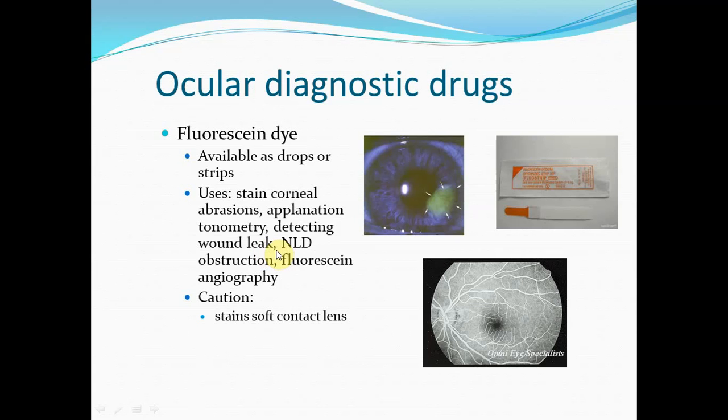It's also used to identify any nasolacrimal duct obstruction. It's also used in fluorescein angiography. This is a picture showing a fundus fluorescein angiography. After the fluorescein dye has been injected, it spreads in the retinal circulation, and it is used in quite a few retinal conditions as a diagnostic tool. So these are all the indications of fluorescein dye.